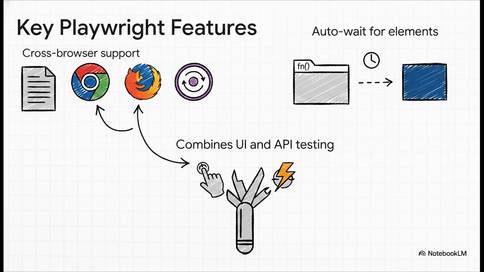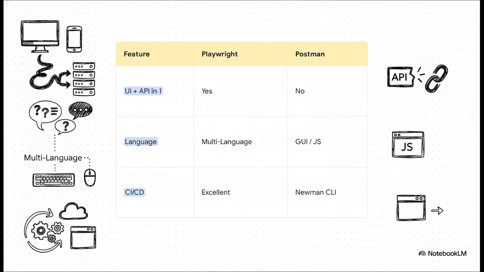First, cross-browser support. You write one script, and it can test your site on Chrome, Firefox, and even Safari's engine, WebKit. Second, it has this auto-wait feature, which solves a massive headache that older tools used to cause. And third, and this is a big one, it combines UI and API testing into one single framework. That's a total game changer for efficiency. And that right there is its biggest advantage.